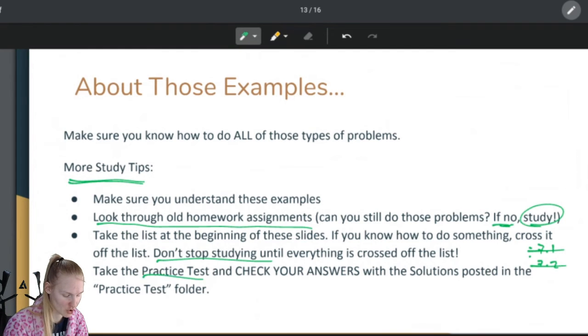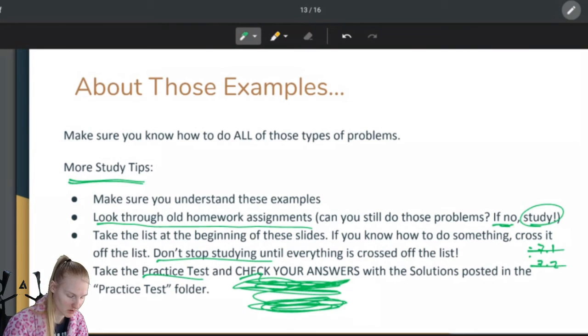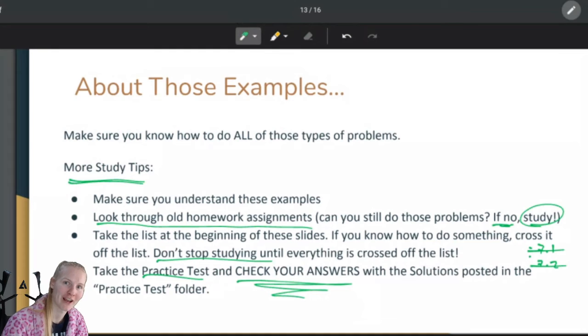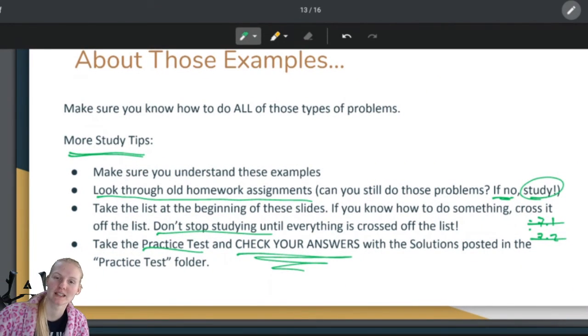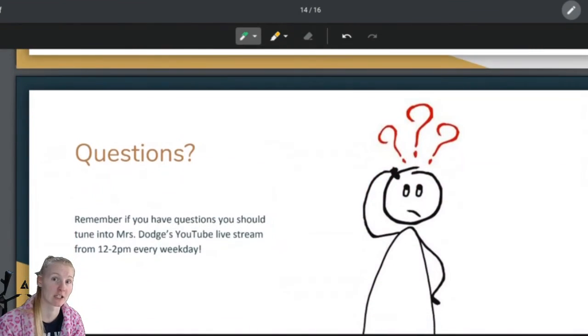Take the practice test and check your answers. Make sure that you did everything right by checking your answers, because even if you finished the whole practice test, what if you're doing everything wrong? That would stink. So please check your answers, with the solutions posted in the practice test folder, same place it always is. If you need to know where that practice test folder is, watch our YouTube video about navigating Mrs. Dodge's Google Class. I can put a link to that in the description.